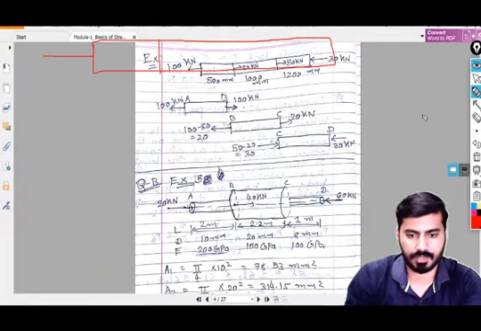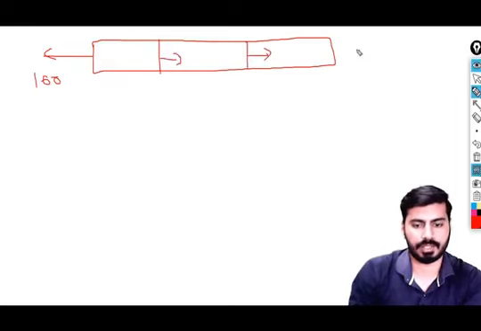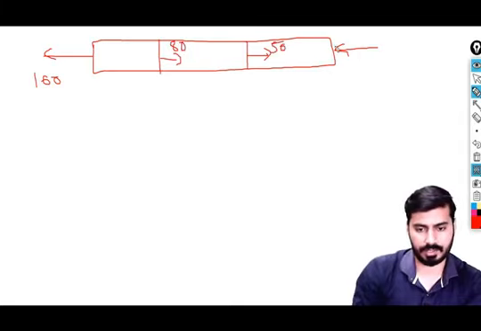100, 80, 50 and 30. Basically here is the 100 kilonewton, 80 kilonewton, 50 kilonewton, and the last one is the 30 kilonewton. Okay, so 80, 50 and 30. So basically these are the different terms.